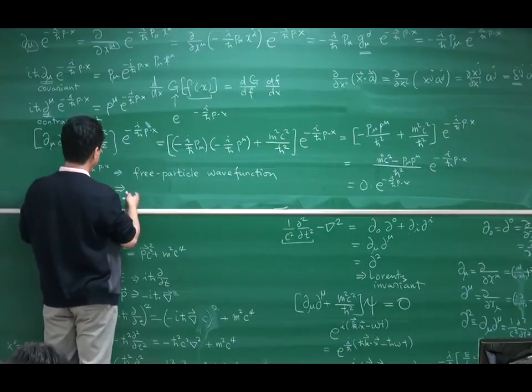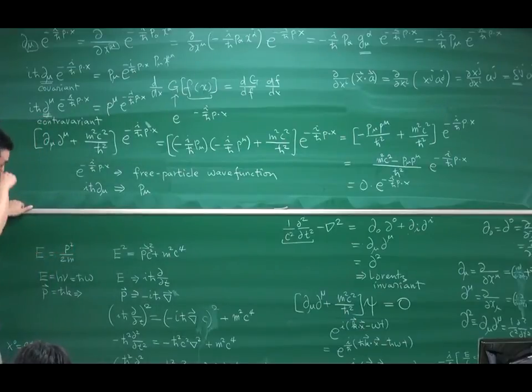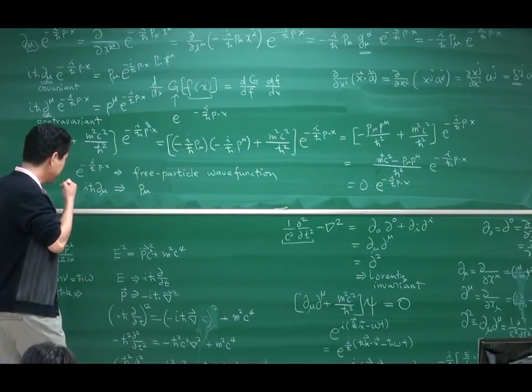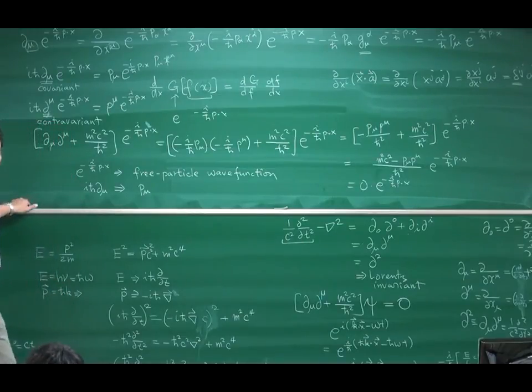This one seems to be an operator that reads the momentum. Momentum p mu can be read. But do you remember what's the difference between this exponential function and sine or cosine? Sine and cosine are not the eigenstate of momentum. They are eigenstates of energy.